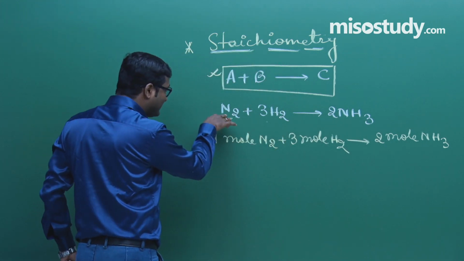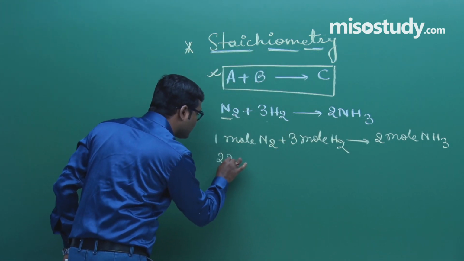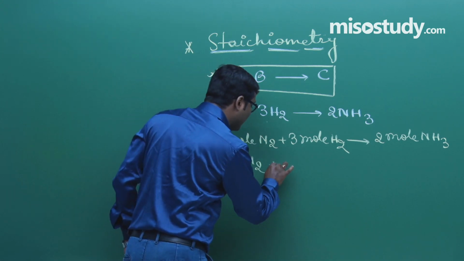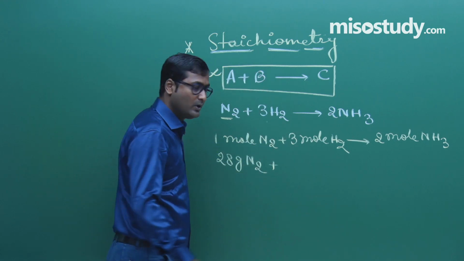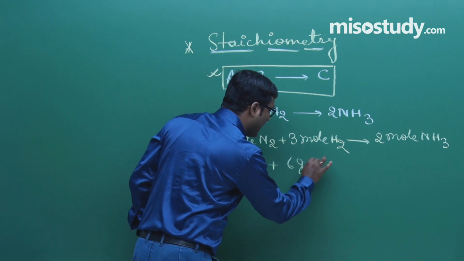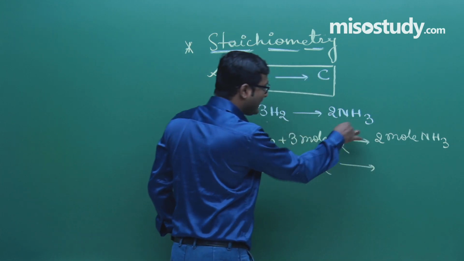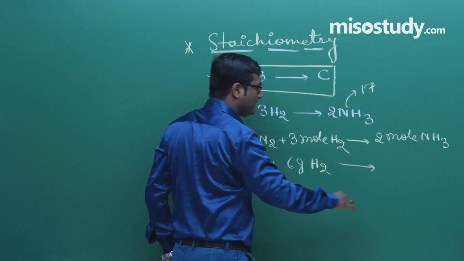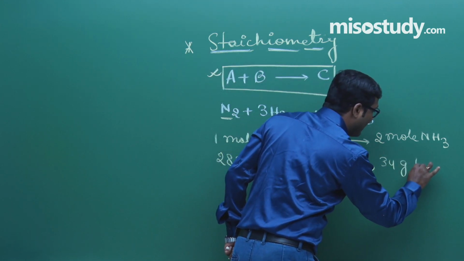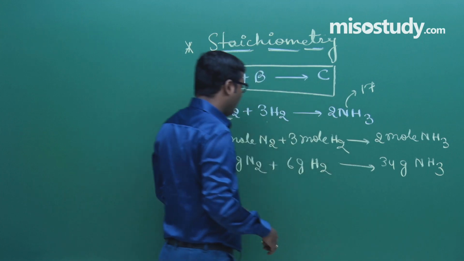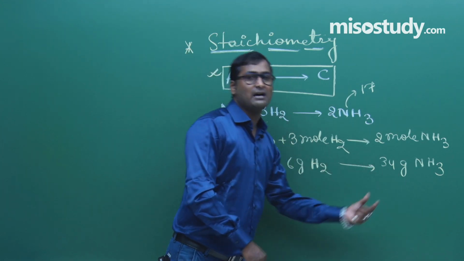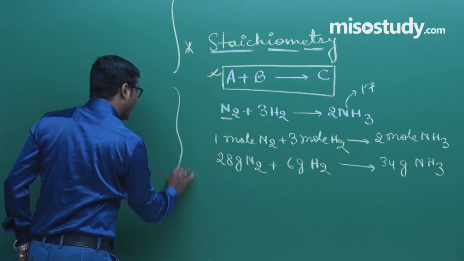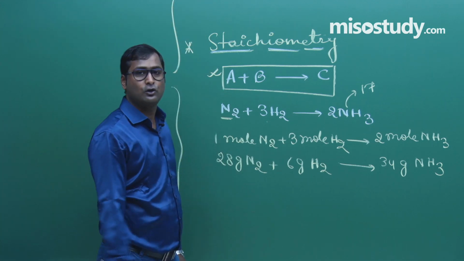Again, we can write N2, 1 mole, that is, the molar mass of N2 is 28 gram. 28 gram N2 plus hydrogen, the molar mass is 2, that is 3 into 2, 6 gram H2. In the case of NH3, the molar mass is 17, my friend, that is 17 into 2, 34 gram of NH3. This is the mass relationship. So there are a number of relationships which I am going to discuss in the topic stoichiometry.